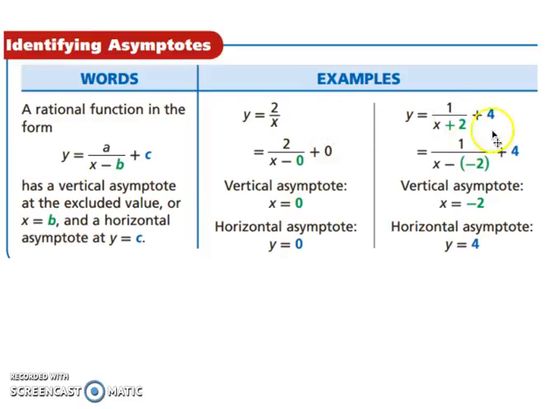And then if we had numerical values, if we had 1 over x plus 2, what would cause the denominator to be 0? In this case, negative 2. So you're going to have a vertical asymptote at x equals negative 2. And your horizontal is whatever your c value is. So in this case, plus 4. So you have a horizontal asymptote at y equals 4.